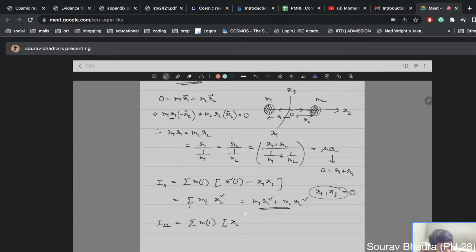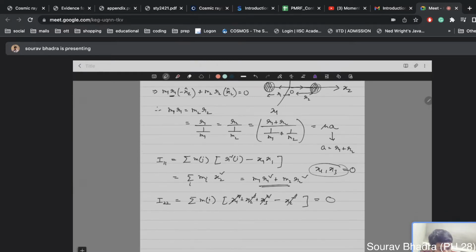Ideally it should be x1 square plus x2 square plus x3 square, but you don't have x3 and x1. That's why it is only x2 square and minus x2 x2. That means minus x2 square. So your x2 square is also cancelled and your I22 equals 0.